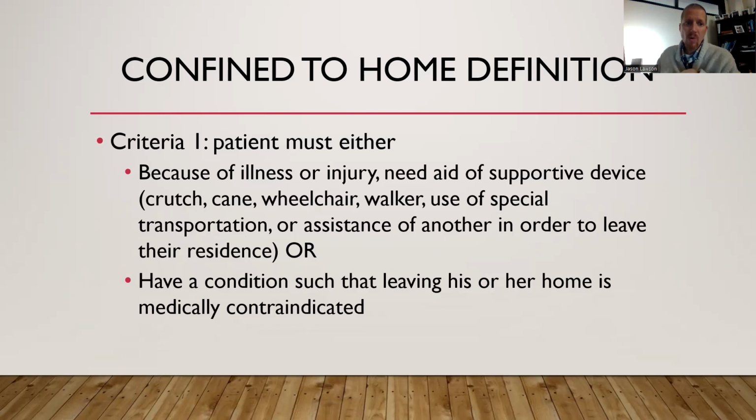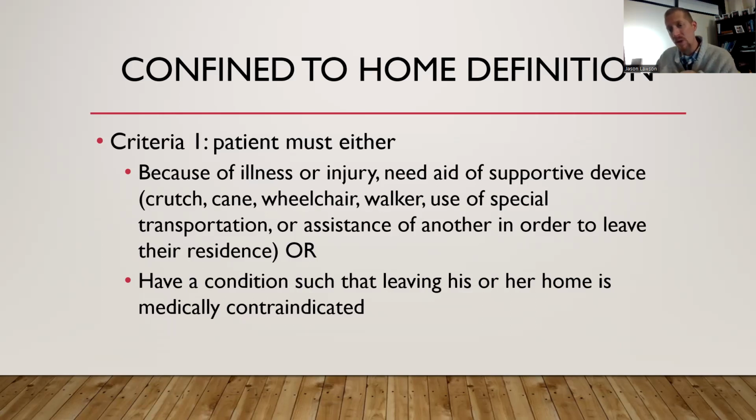So when we look at homebound, the patient must either, because of illness or injury, need the aid of a supportive device, right, to leave their residence, or special transportation. So perhaps there's specialized transportation that they need, like a wheelchair lift, something along those lines. Or they have a condition where leaving his or her home is medically contraindicated.